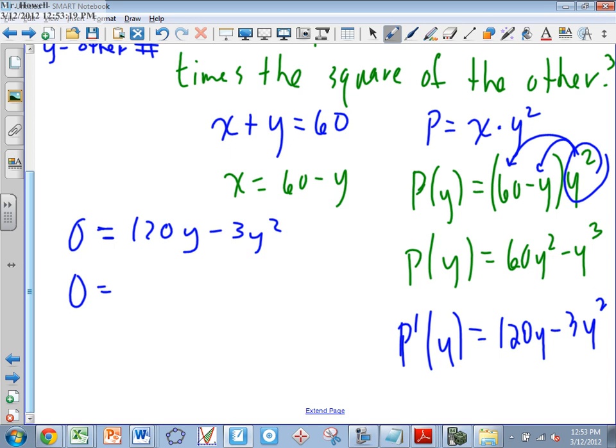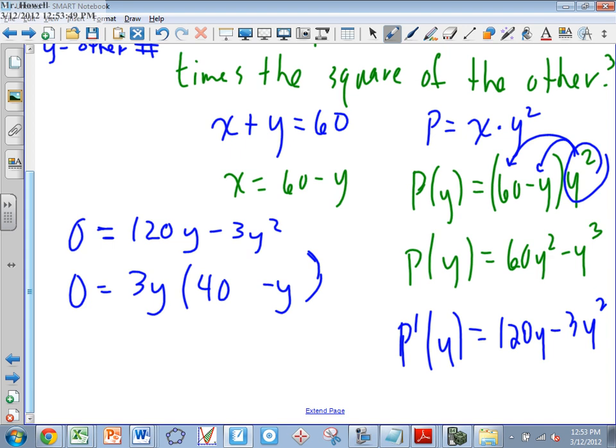I'm going to factor out a 3y, and I'm going to be left with 40y minus y squared. Does everybody see that? Minus y, thank you. Again, I see that both have a y in them, so I can factor out a y to start. They both have a 3 in them. 3 out of 120 leaves me with 40. 3 out of 3 leaves me with a 1. So I'm just factoring out the GCF.